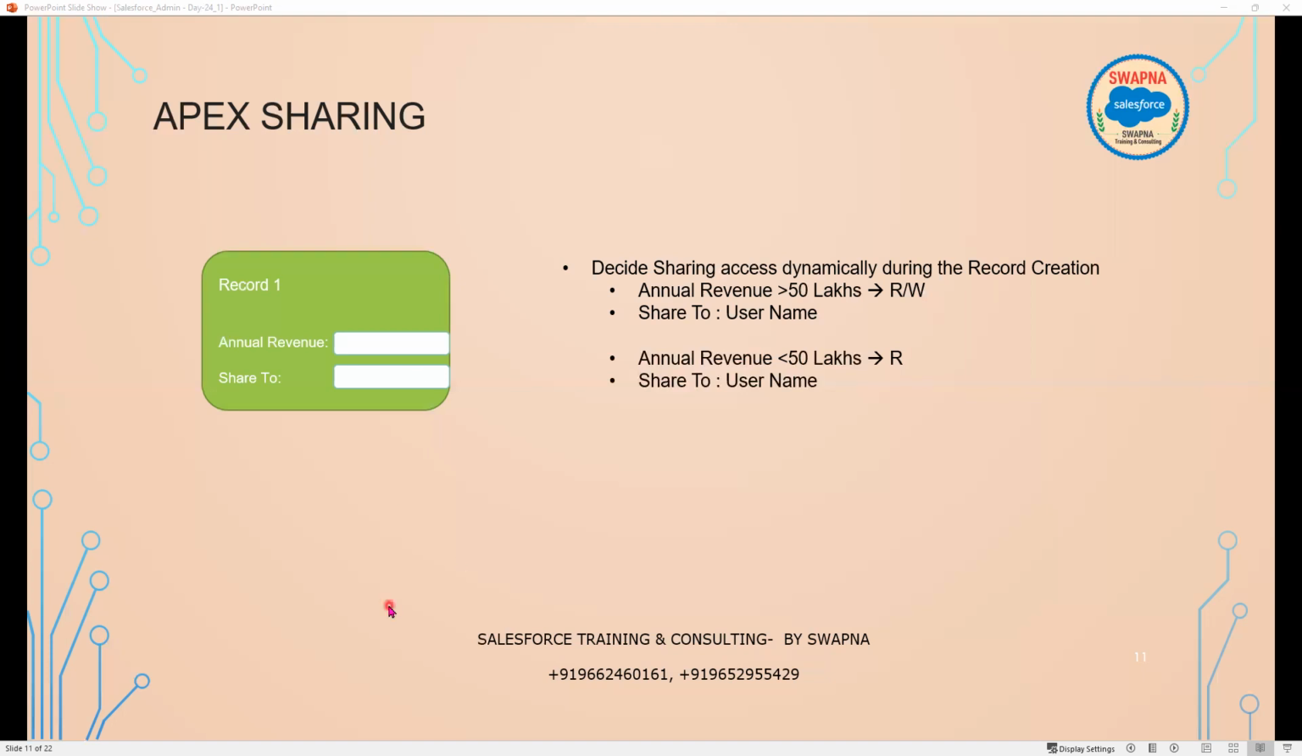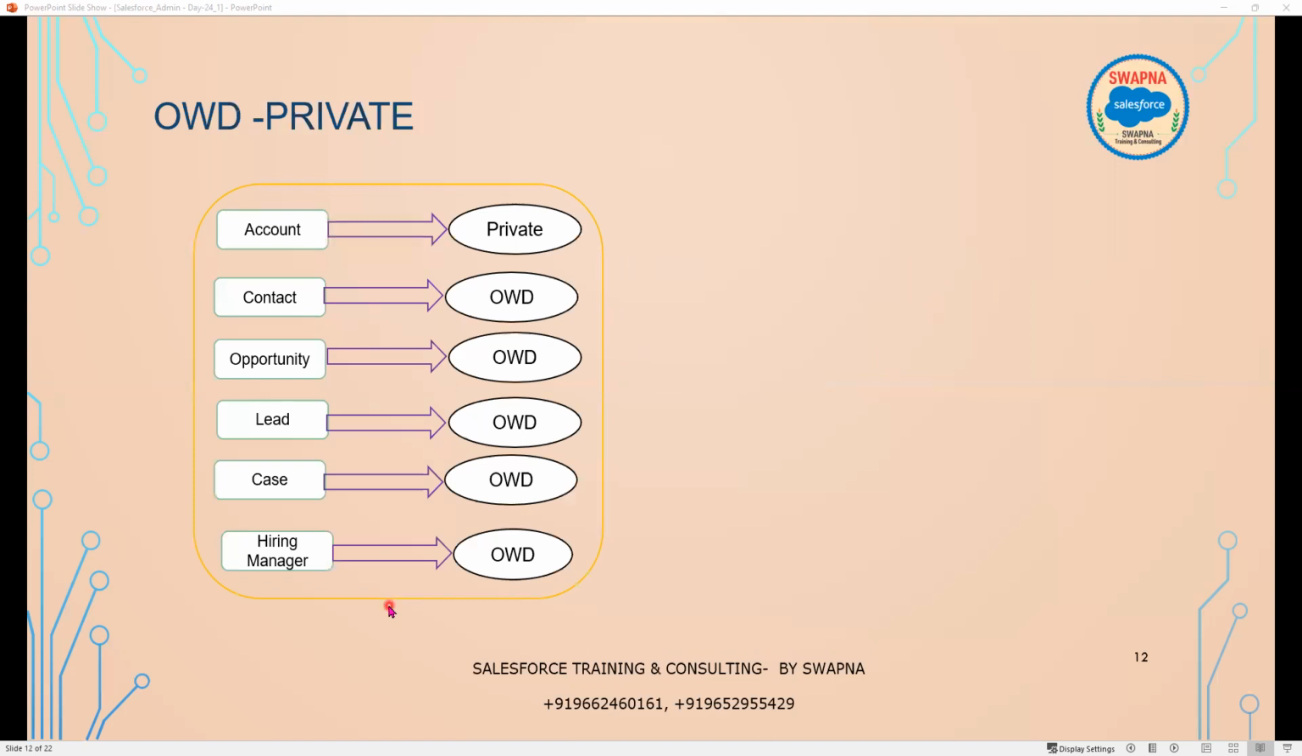Now, so far we have seen the OWD concept for private, account private. By setting the account to private, we were logging in as CTO, VP, COO, CFO and checking the access. Private means whenever the CTO creates a record, only the CEO can see it. The others cannot see the record. Whenever the OWD is private, only the person who created the record can see it, and that person's manager can see the record.